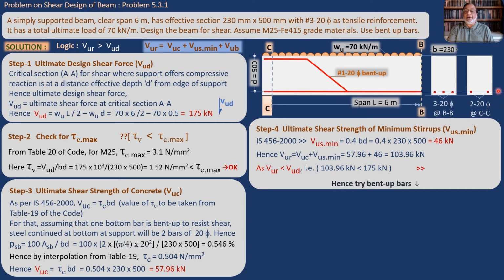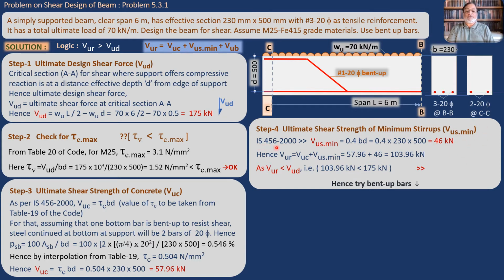The reasons are already explained in the earlier video. So minimum stirrups are a must and they must be provided. So why not take the advantage of their shear resistance? Here we will take the advantage of that minimum stirrups, what shear force they are resisting. So ultimate shear strength of minimum stirrups. We are calling that shear resisted by minimum stirrups as VUS. U stands for ultimate, S for stirrups, and minimum for the minimum stirrups.